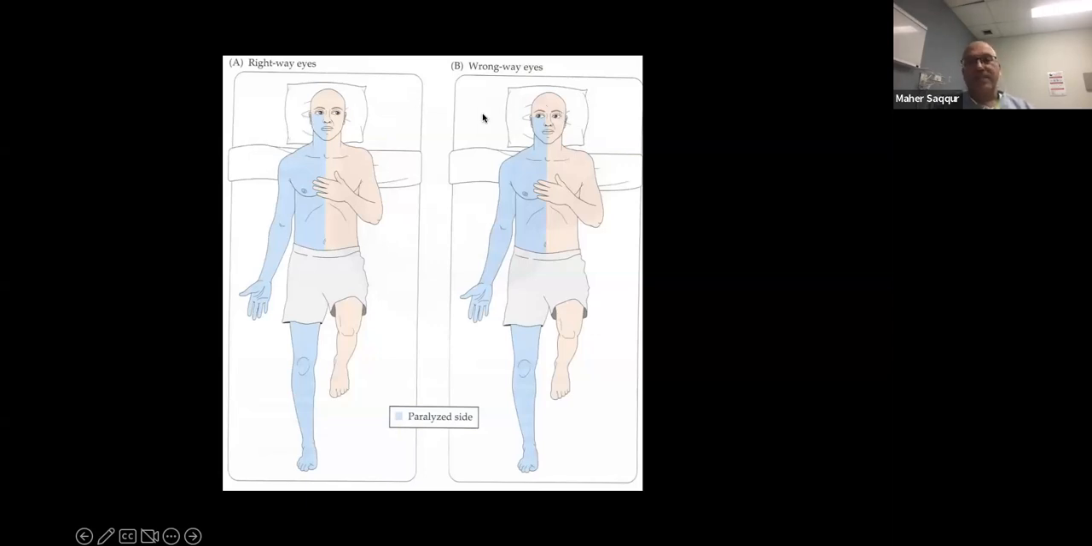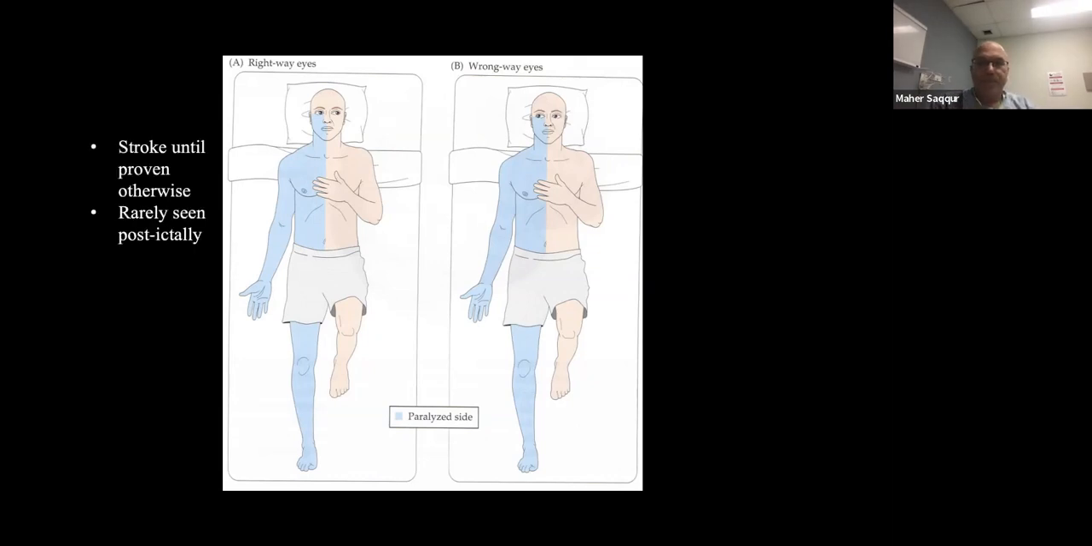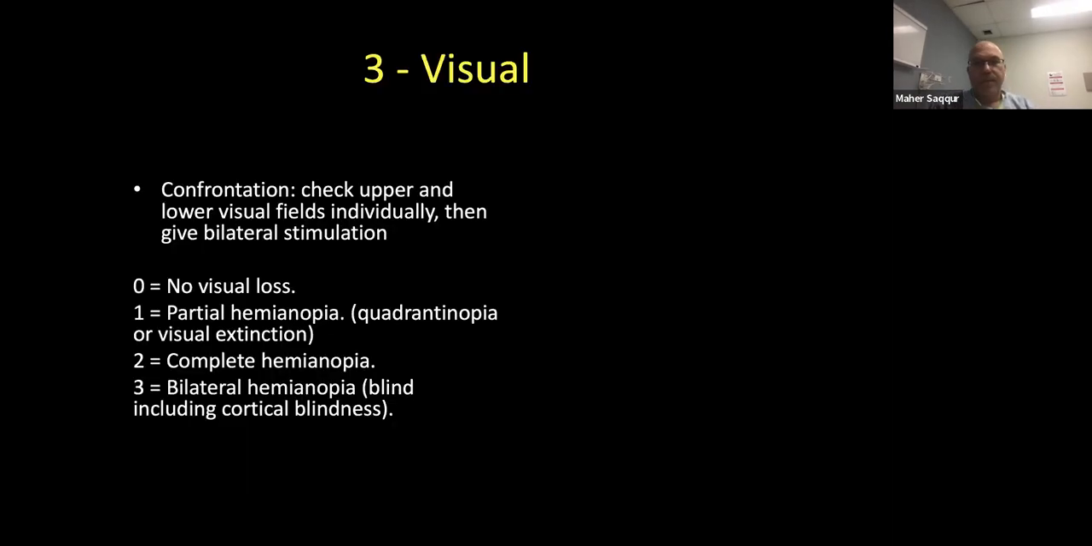Let's say that both these patients have a left cortical stroke and a left brainstem stroke. Left cortical stroke: gazing towards the stroke. Left brainstem stroke: gazing away from the stroke. So we finished the level of consciousness. We finished the gaze deviations.